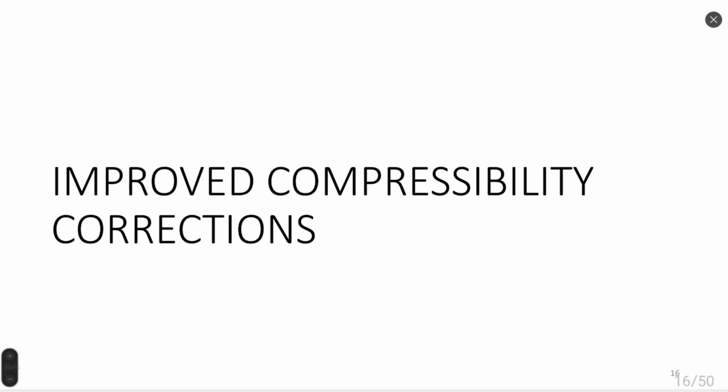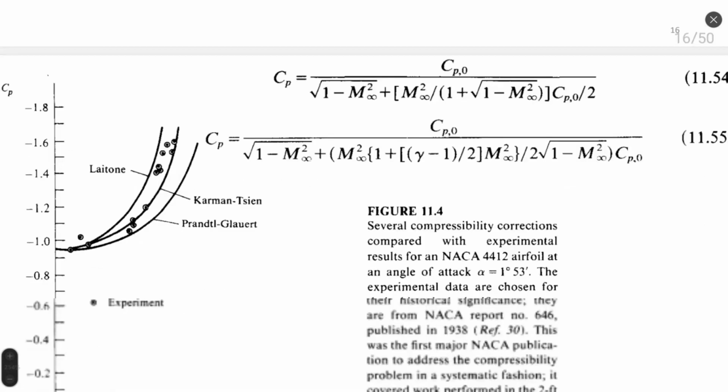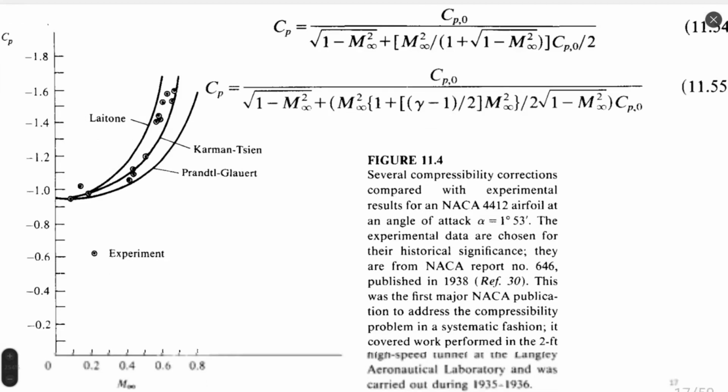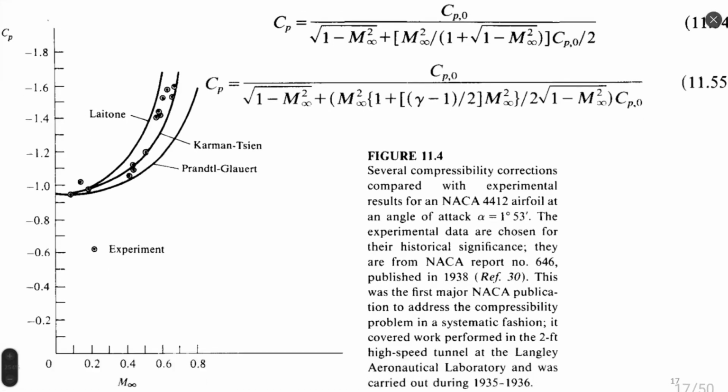These compressibility corrections were mostly used during design of airplanes for the Second World War. So they are quite old, probably 80 or 90 years old, these compressibility corrections. And there are two most famous corrections. There are more in the literature, but two of them are most famous.